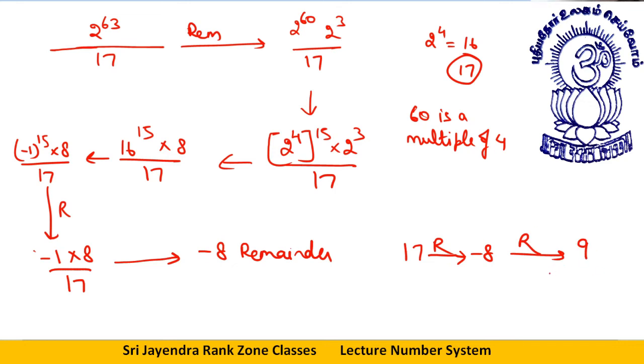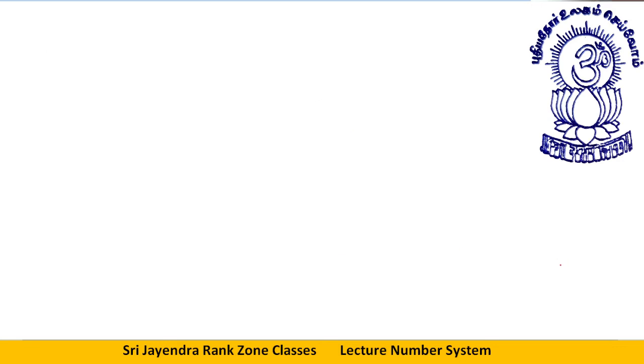I am sure it must be clear to all of you. Whatever concept I wanted to explain, I have done it clearly. This part is done. Let's take one more easy example, then I'm coming to a very good rule. Suppose I say 7 raised to power 29 divided by 25. What will be the remainder in such a case?